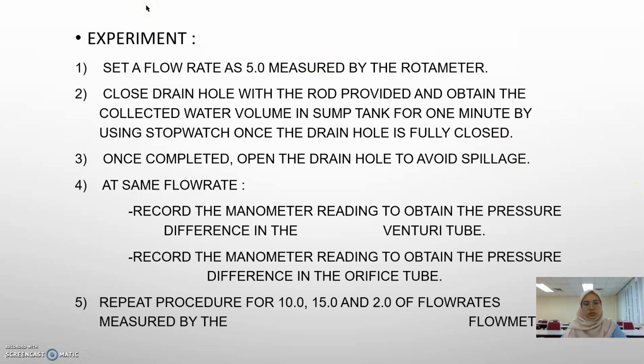Now let's look at the experiment. First, we have to set a flow rate of 5.0 liters per minute, measured by the rotameter. Then you have to close the drain hole with the rod provided and obtain the collected water volume in the tank for 1 minute, starting the stopwatch once the drain hole is fully closed.